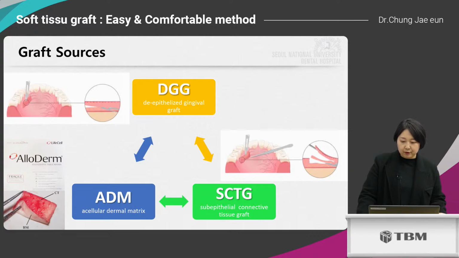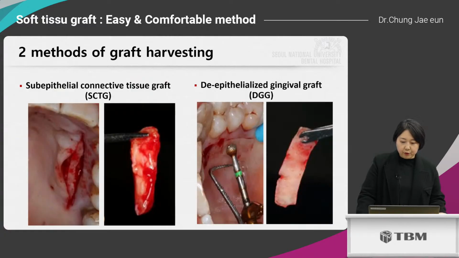When we do soft tissue grafts, especially for root coverage, we often use subepithelial connective tissue graft, called SCTG. This is a golden standard. But we can use acellular dermal matrix, ADM, and we can also use DGG, the deepithelialized gingival graft. I want to talk about the DGG precisely here. The major 2 methods for connective tissue graft are SCTG and DGG. SCTG is the more traditional graft, but I want to tell you about DGG, which shows clinical results similar to SCTG, and it is easier to harvest.